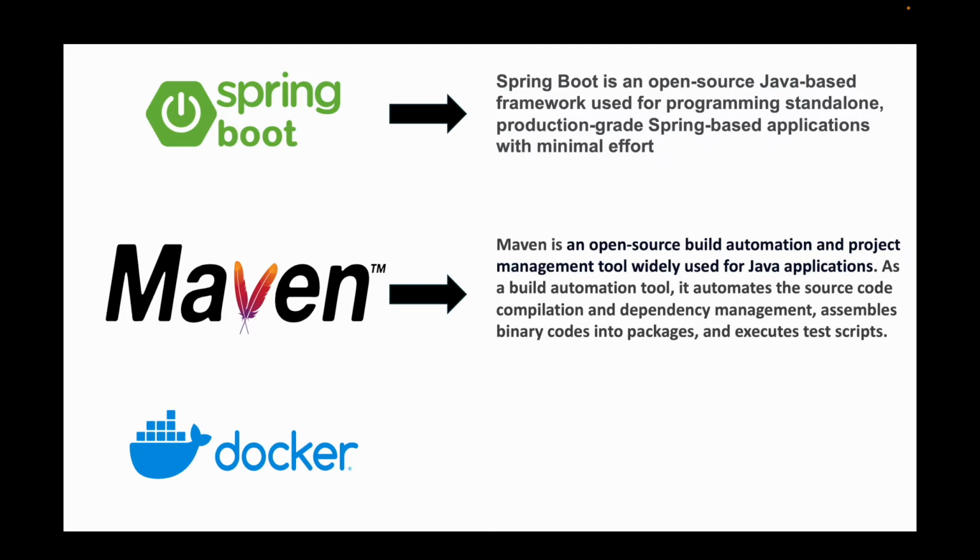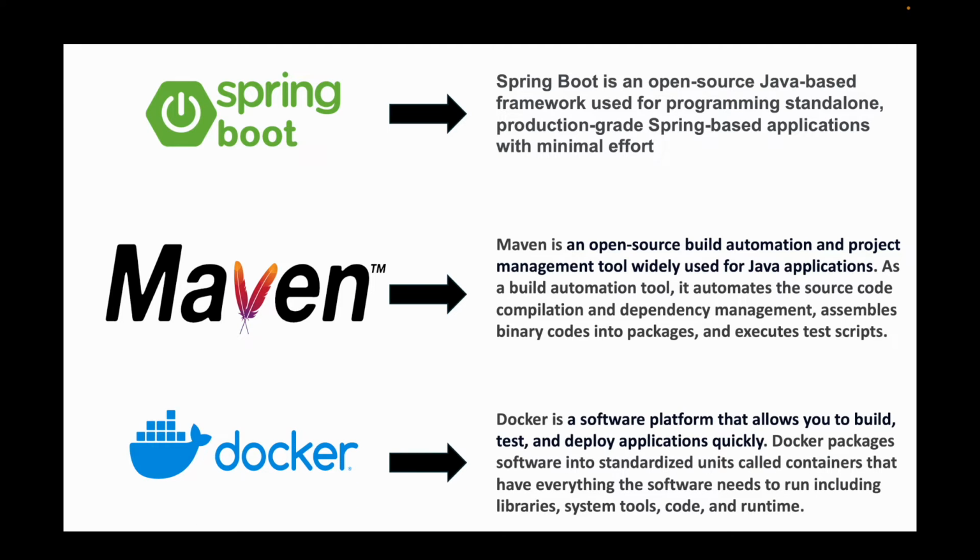And then finally, we have Docker. Docker is what we will be using to create our custom images and then run that image as a container. Docker is a software platform which allows us to build, test, and deploy our applications quickly. Using Docker, we can create packages, which are nothing but standardized units, and we can call them containers. And these containers will essentially contain everything needed for the software to run. So it will contain your libraries, your system tools, your code, your runtime, basically everything needed for your application to run. So this is essentially what we will be using.